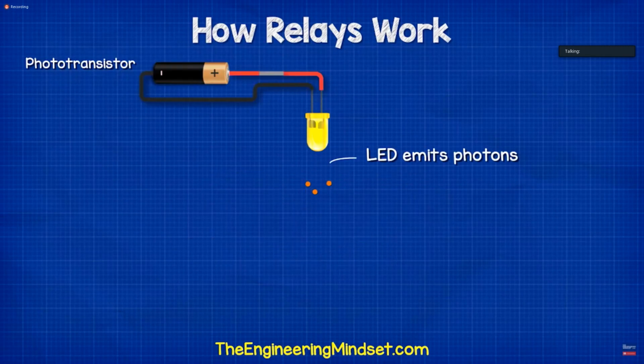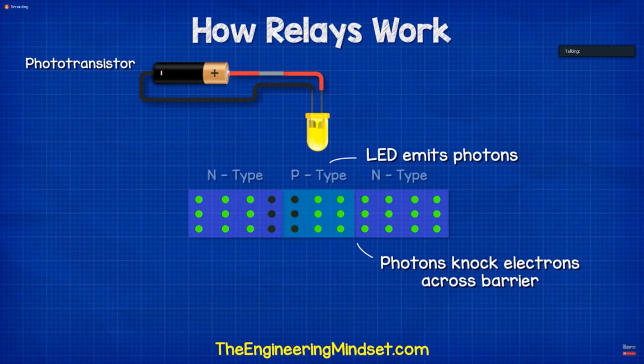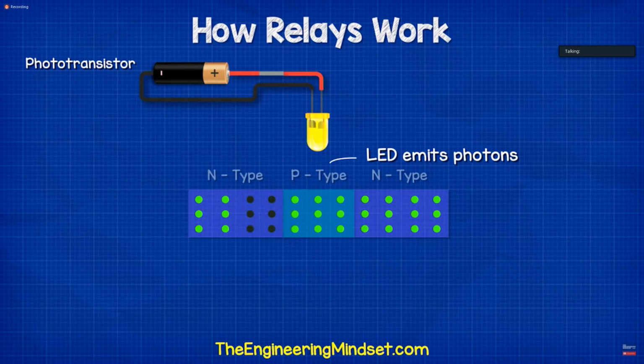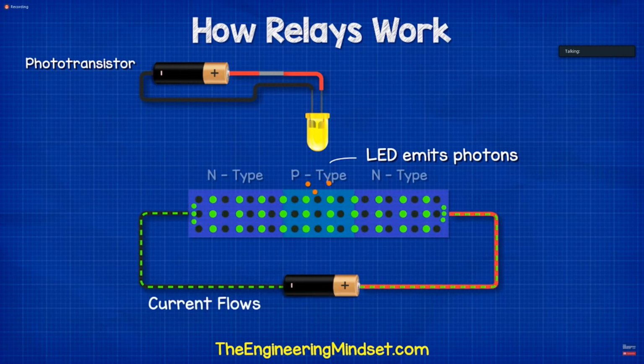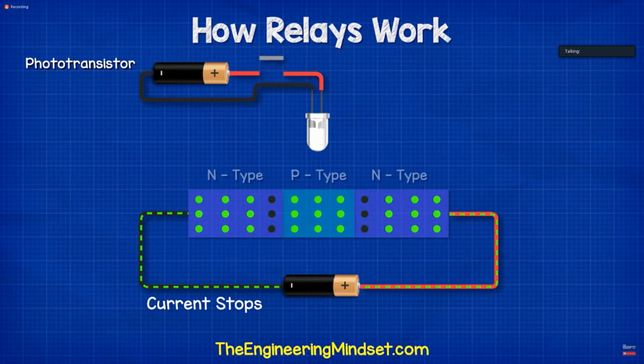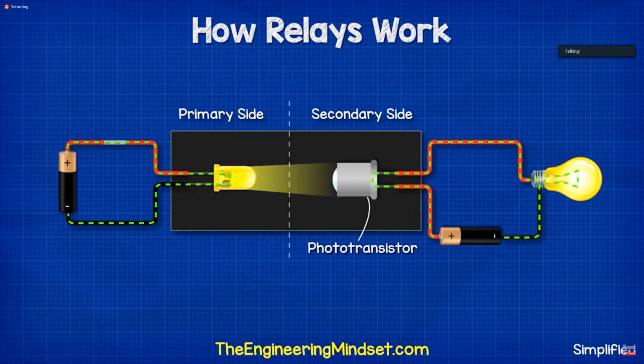However, when the LED is turned on, it will emit another particle known as a photon. The photon hits the P-type material and knocks the electrons, pushing them across the barrier and into the N-type material. The electrons of the first barrier will now be able to also make the jump, and so a current is developed. Once the LED is turned off, the photons stop knocking the electrons across the barrier, and so the current in the secondary side stops. So we can control the secondary circuit just by using a beam of light.